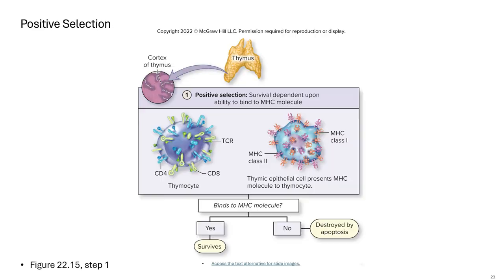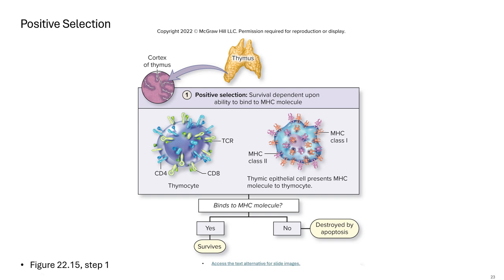So positive selection implies that you are selecting cells that do something. They're actually doing something, and by doing that, you decide to keep them. These T cells, think of these as immature T cells. They're not fully formed yet. They're not mature. They haven't been exposed to antigens yet. They're just in the process of being formed and developed. These are thymocytes, just immature T cells.